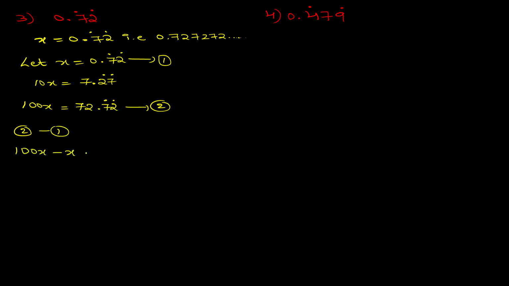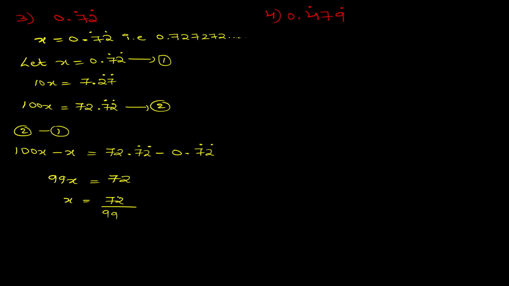100x minus x, that is equal to 72.7 dot 2 dot minus 0.7 recurring, 2 recurring. 100x minus x is 99x, and that is equal to, the decimal part is the same, so that gets cancelled. So I have 72 minus 0, that will be 72. x will be equal to 72 over 99.